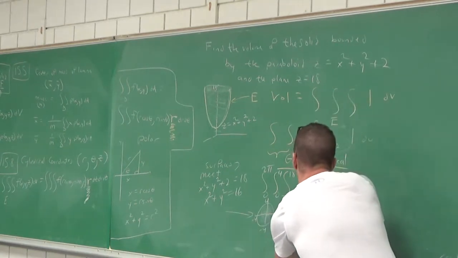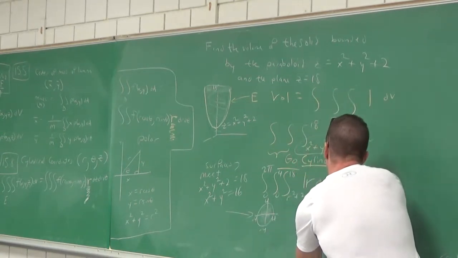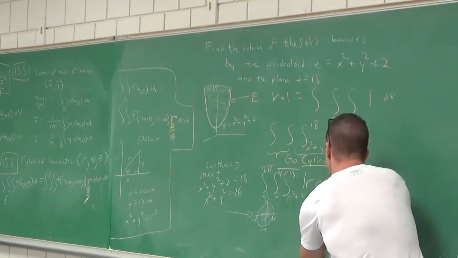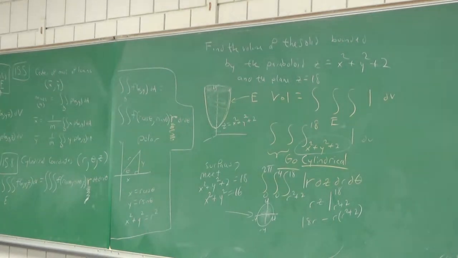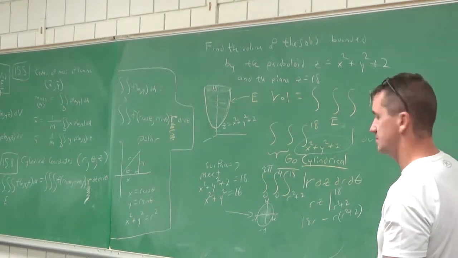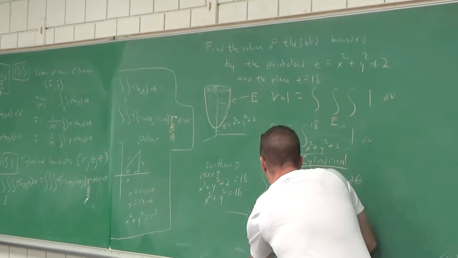I get 18r minus, what's r times r squared plus 2? I don't know, I'll just write it like that. Is that right? At least now I got it to a double integral. I'll put this down.